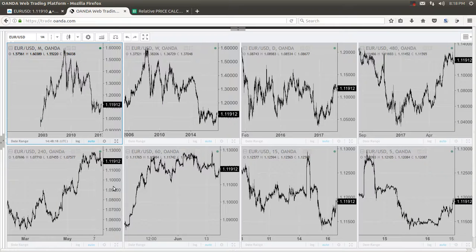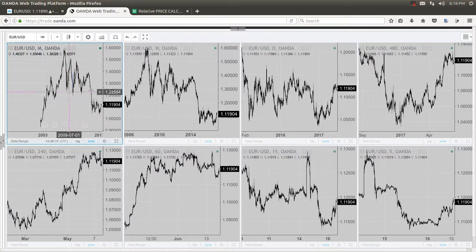Hi, here's a quick update on the euro dollar FX rate. This is following the update I made on the 9th of June. Once again, looking at a pallet type chart layout.